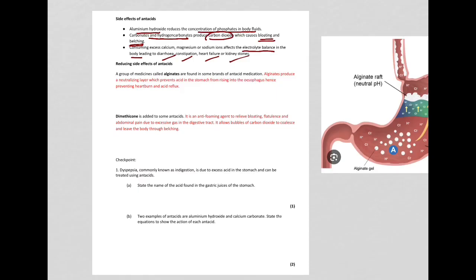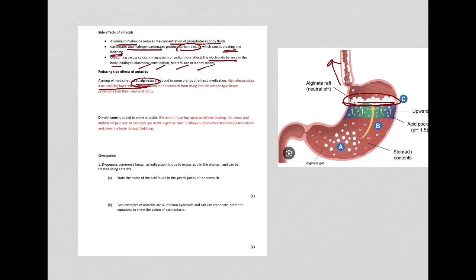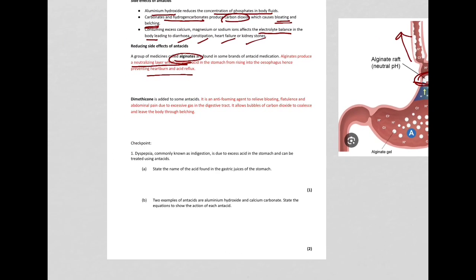Now, some antacids will contain alginates. Alginates will produce a layer which prevents the stomach content from moving up into the esophagus. So there's a physical barrier on the stomach content. The alginates form that layer, that foam, that physically prevents any stomach content from rising into the esophagus and prevents heartburn and acid reflux.